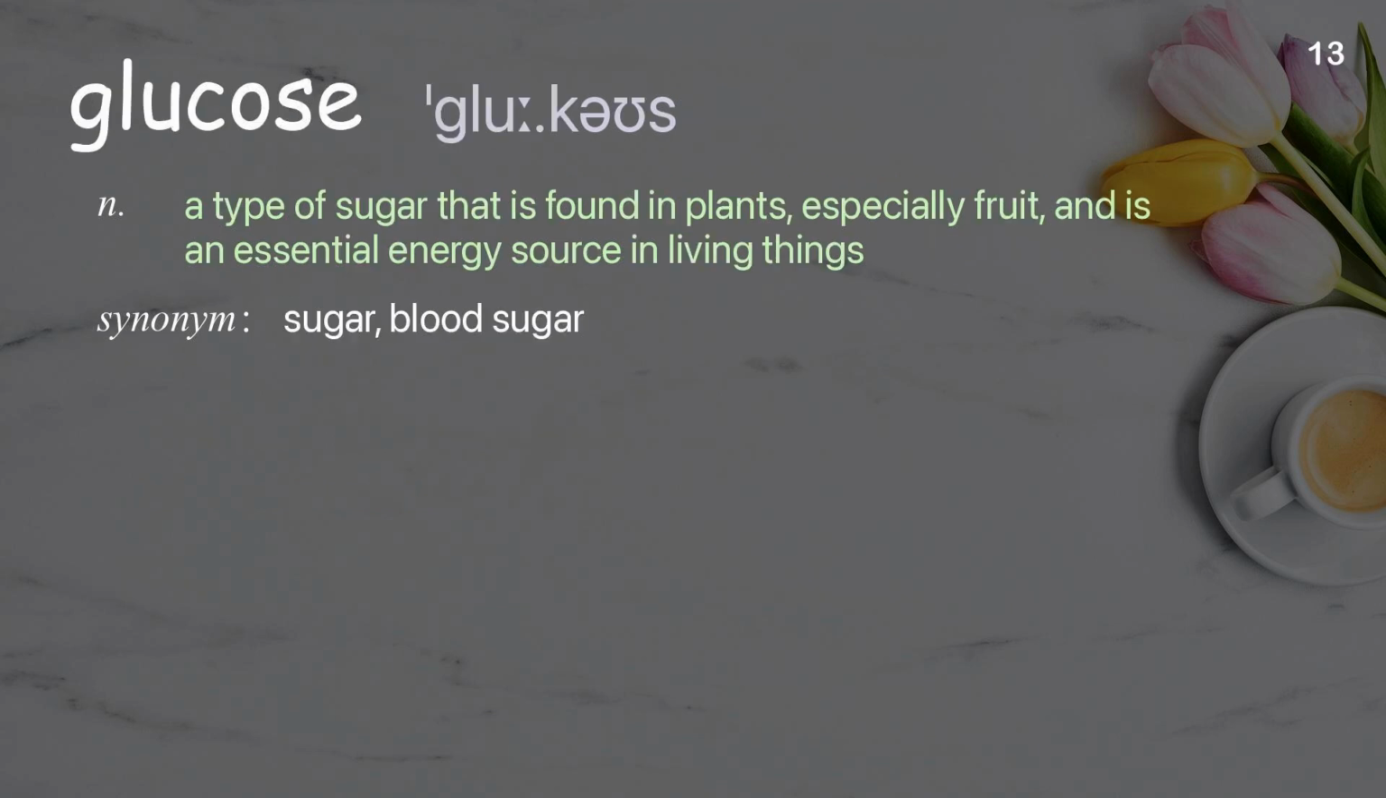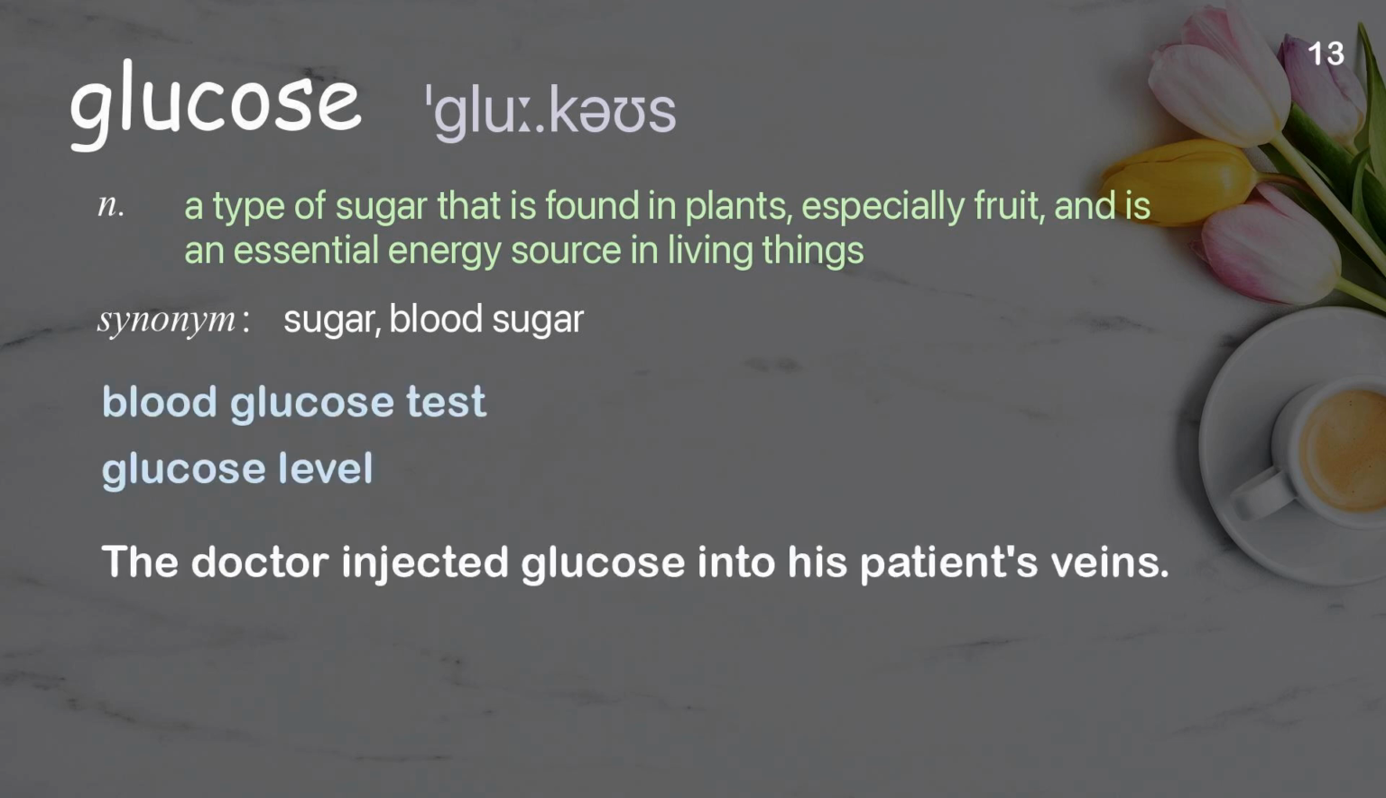Glucose: a type of sugar that is found in plants, especially fruit, and is an essential energy source in living things. Examples: blood glucose test, glucose level. The doctor injected glucose into his patient's veins.